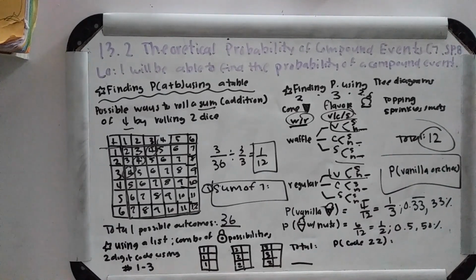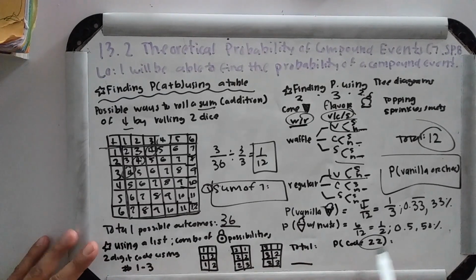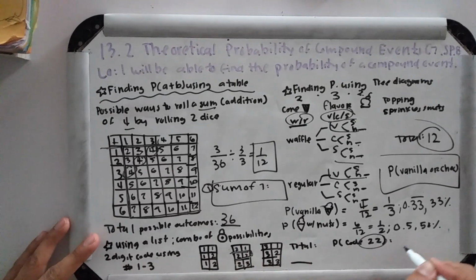So we have a lock combination, and the question is what is the probability of getting code 22, a 2-digit code using numbers 1, 2, 3. Okay, so let's do that. So I can get 1, 1, 1, 2, 1, 3. I can be 2, 1, 2, 2, 2, 3, or 3, 1, 3, 2, 3, 3. Okay, so there's 2, 2. There's only one of those. So that's 1 total.